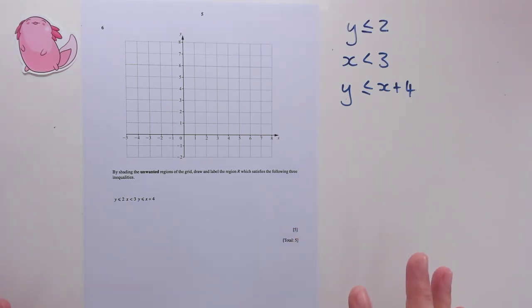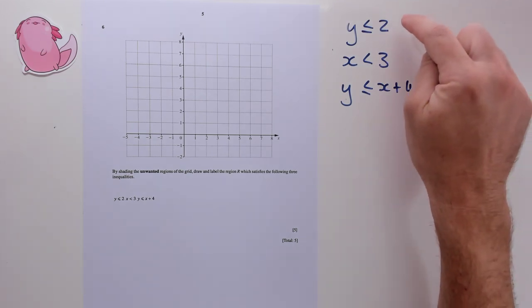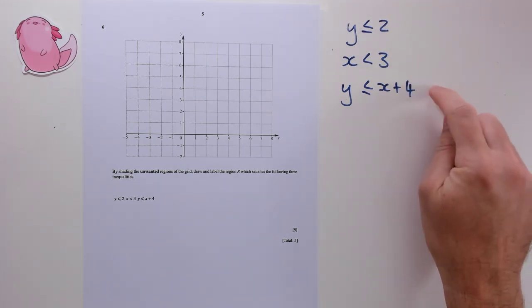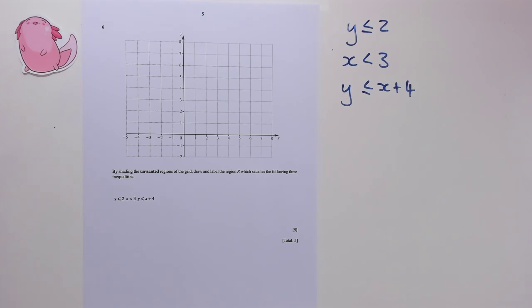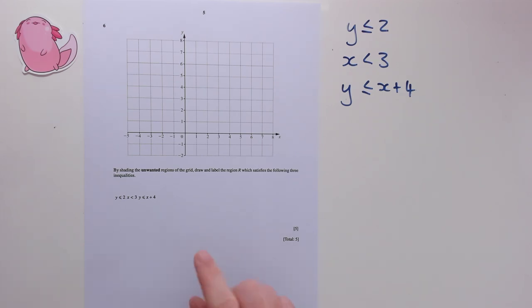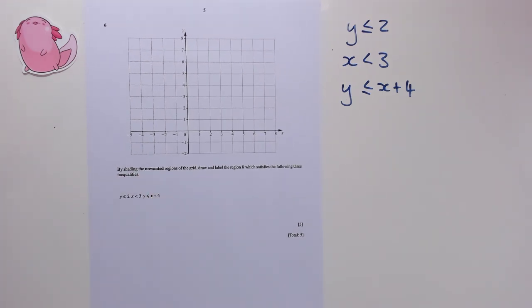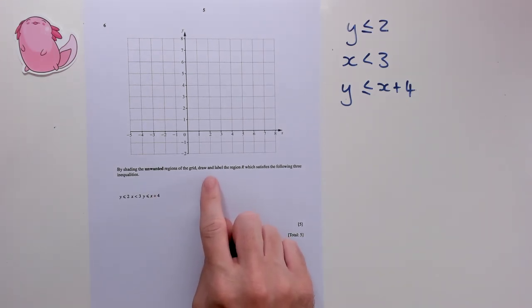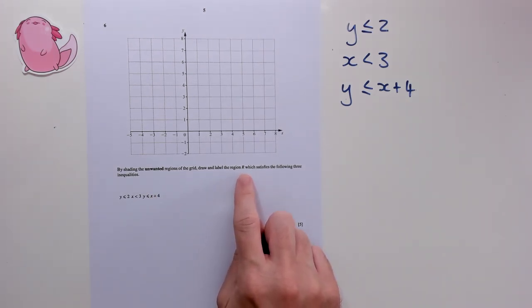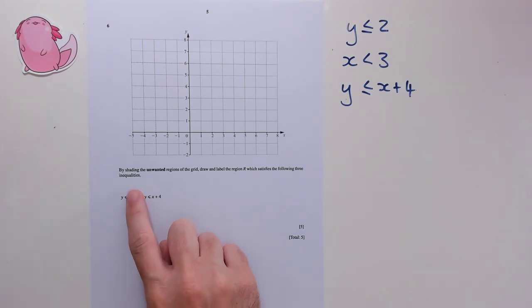Okay, so we have an IGCSE example here of what we can expect. In the previous videos, we looked at how to draw this line and that line and that line. But what we have to do, and should be able to do later and in the exam, is they're going to give you a grid and they're going to tell you, by shading the unwanted regions, which is very normal, that's usually what they ask, shade the unwanted regions of the grid, draw and label the region R, which satisfies the following three inequalities.